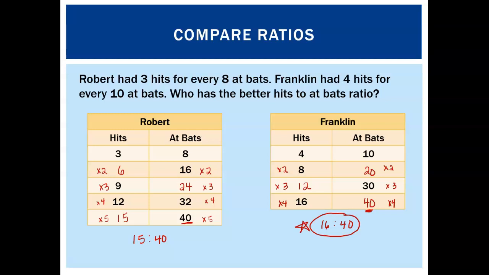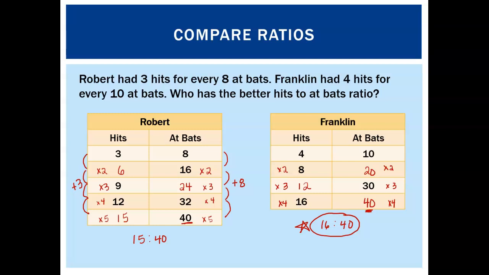Let's look at the tables in another way. Every time Robert had 8 at-bats, he got 3 hits. So, you could also complete the table by adding 8 at-bats plus 3 hits over and over again until we get to a point where the number of at-bats for Robert and Franklin are equal, so we could compare. You see the consistent pattern down the side that we are adding 3 hits for every 8 at-bats. That is an alternate way to complete this table.